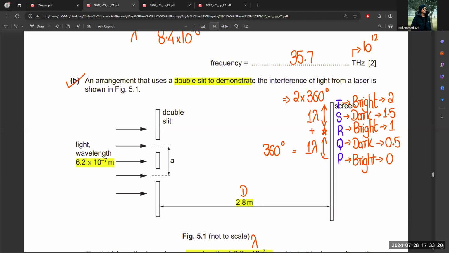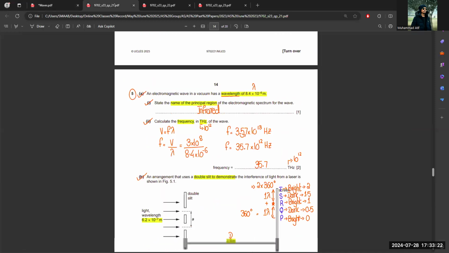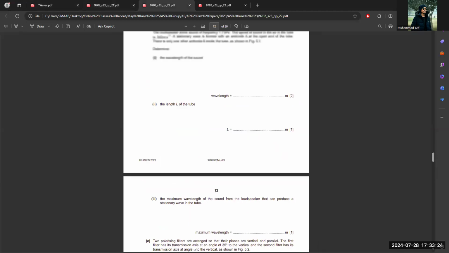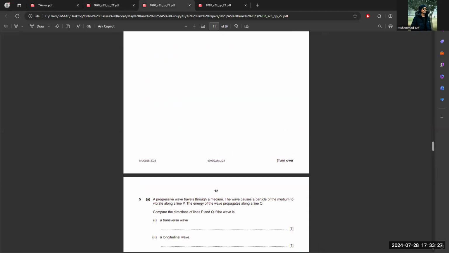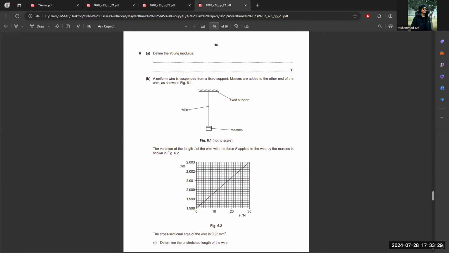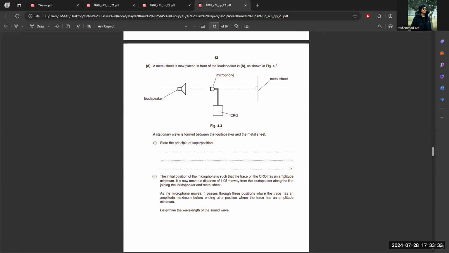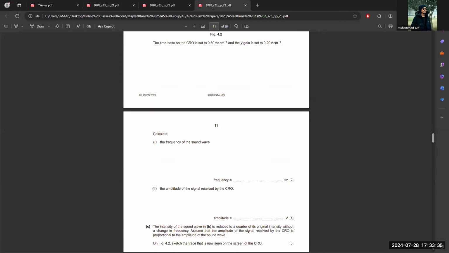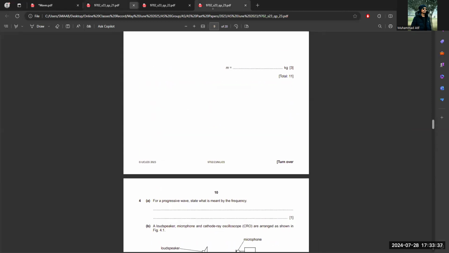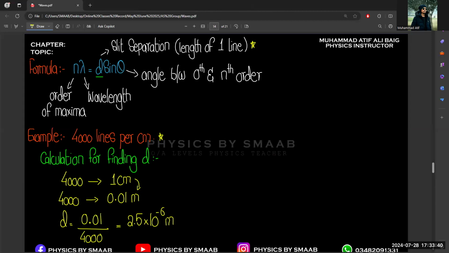And if we find the question, okay, this is for double slit. This is intensity. Okay, there is no question in May, June 23.